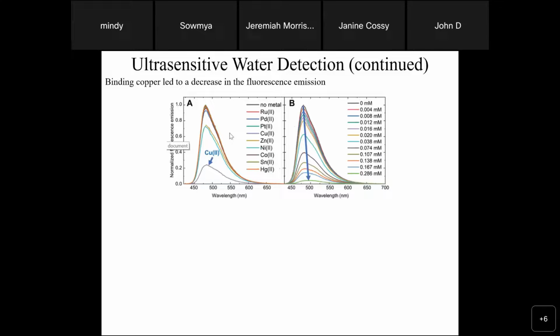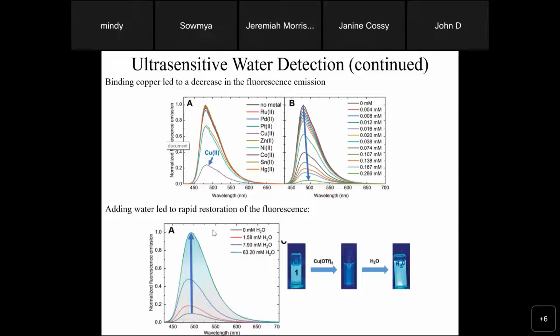Once we have that scaffold, what we were able to demonstrate is that there's a highly selective quenching that occurs in the presence of copper, resulting in a strong decrease in the fluorescence of the bimane, which is dependent on the concentration of the copper, and that adding water after we add that copper results in a rapid restoration of the fluorescence at relatively low concentrations. I'll talk about the quantitative limits of detection shortly. We can see here, visually even, a solution of that bimane under UV excitation is highly fluorescent. Copper addition quenches that fluorescence, and subsequent water addition leads to a rapid restoration.